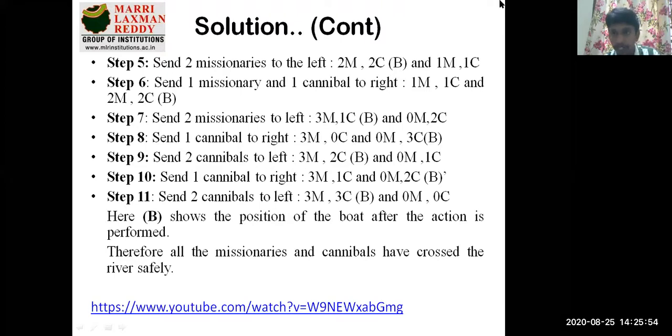Just give me 1 second. I have a small question here. After completion of the present slide, can you once again show us the previous slide so that we can note it down? Sure, definitely.